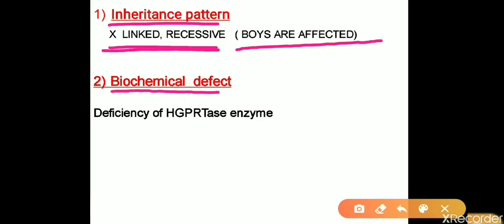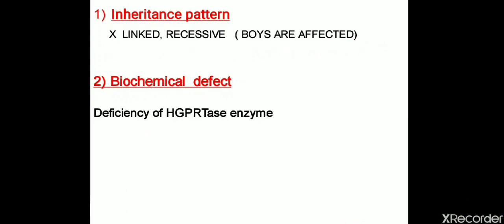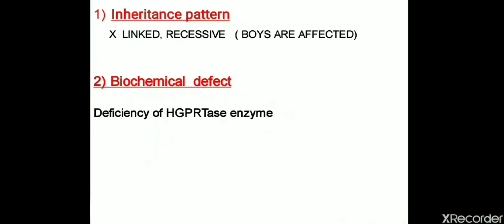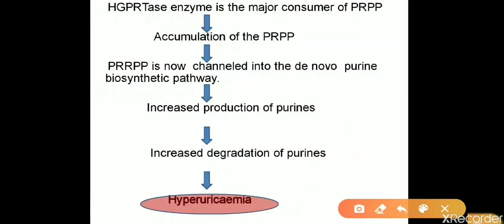And the biochemical defect is due to the deficiency of HGPRTase enzyme. Actually, Lesch-Nyhan syndrome is due to the complete deficiency of HGPRTase enzyme, because partial enzyme deficiency produces just hyperuricemia. So complete deficiency of HGPRTase enzyme produces Lesch-Nyhan syndrome. All of you know HGPRTase is the main enzyme in purine salvage pathway. And one of the clinical manifestations of Lesch-Nyhan syndrome is hyperuricemia. So let's see how this patient develops hyperuricemia.